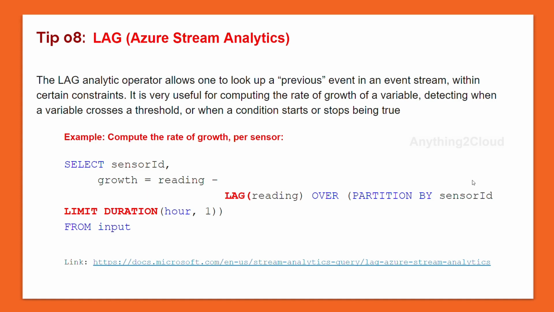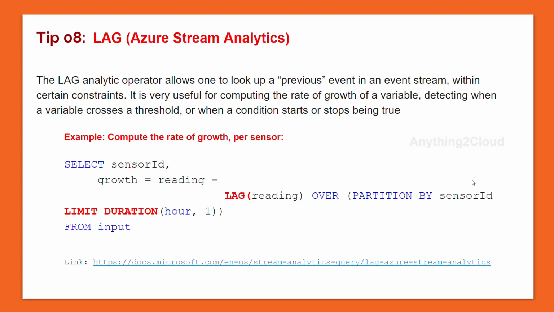The next tip is on LAG in Azure Stream Analytics. The LAG analytic operator allows one to look up a previous event in an event stream within a certain constraint. It is very useful for computing the rate of growth of a variable, detecting when a variable crosses a threshold, or when a condition starts or stops being true. For example, if you want to compute the rate of growth per sensor, then you can use the LAG function to find this. This is the query here.